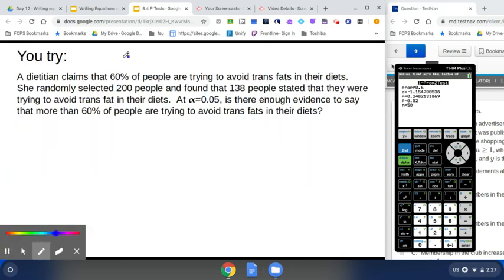All right, guys, I would like you guys to try one. So take a look at this you try example, pause the video here, see if you can go through those 6 steps of hypothesis testing for proportions, and then unpause the video to get the solution.